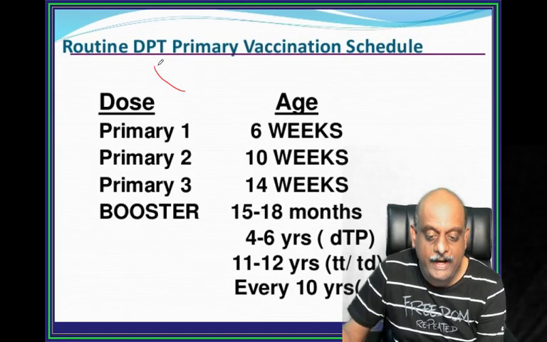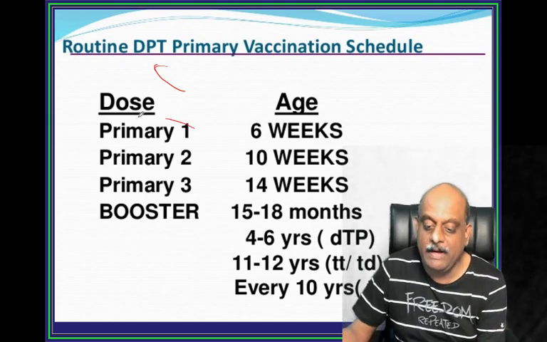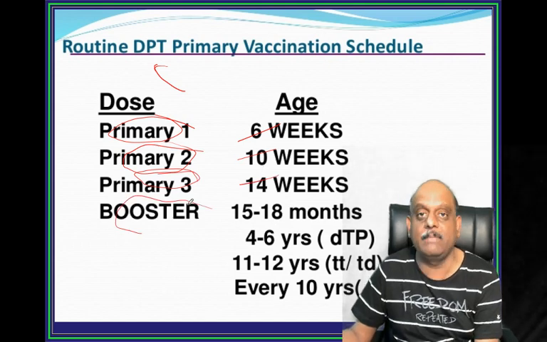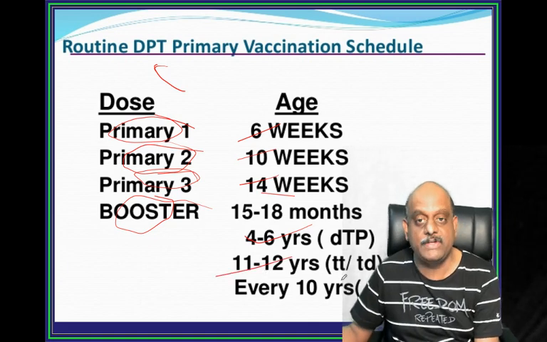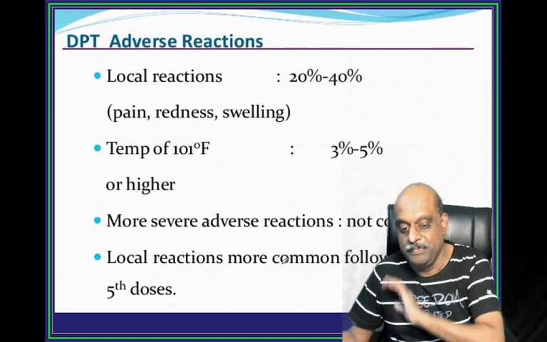So what is the routine DPT primary vaccination schedule, doctor? Primary 1, 6 weeks. Primary 2, 10 weeks. Primary 3, 14 weeks. Booster 15 to 18 months. Then 4 to 6 years. Then 11 to 12 years. And then every 10 years. That is what you need to remember.